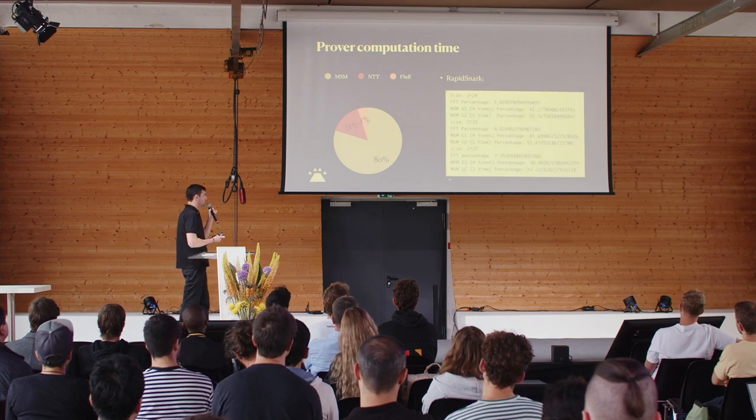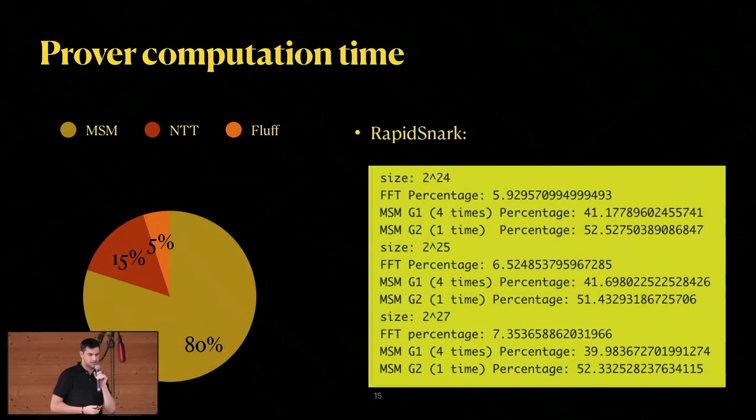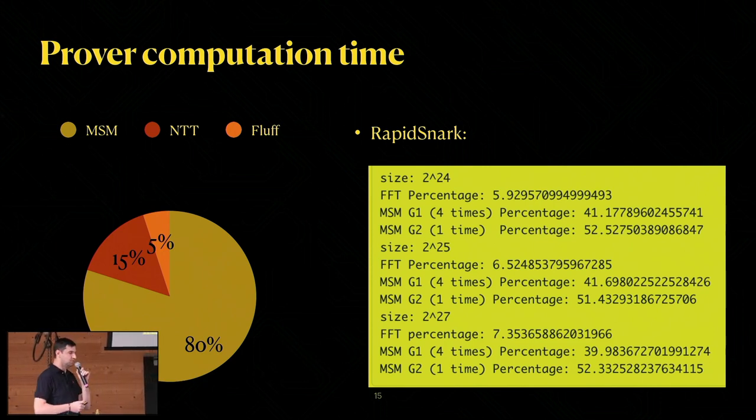To give a concrete example, this is data from RapidSnark. RapidSnark is a backend based on Groth16, so we know that there's pairing, which means we have basically two elliptic curves. So we have two MSMs, as you can see, for G1 and G2. The G2 is even more complex because it's over an extension field computation. You can see that roughly, for different sizes of circuits, we get around 90% MSM and 5% to 7% NTT. And so it means that there's also fluff, right?